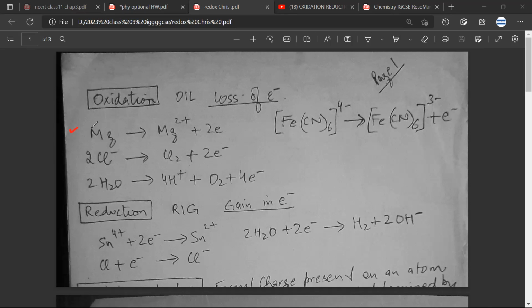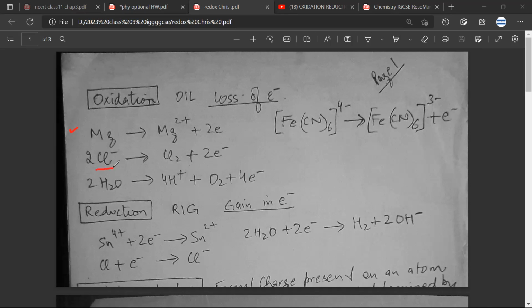Let us look at the second reaction. In the second reaction, what is happening is that there are two ions, basically two anions of chlorine, which lose two electrons and form chlorine gas. Is it making sense? Yes, sir.